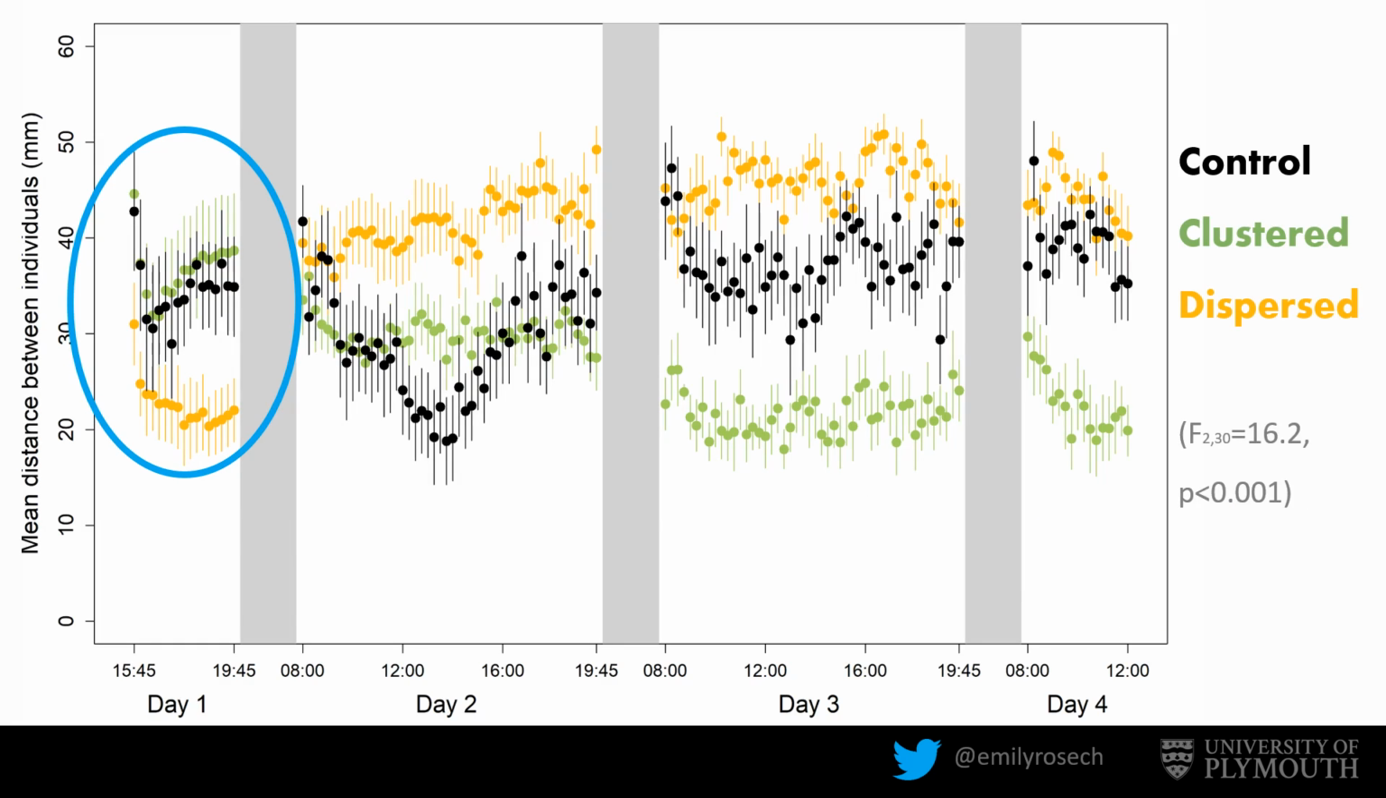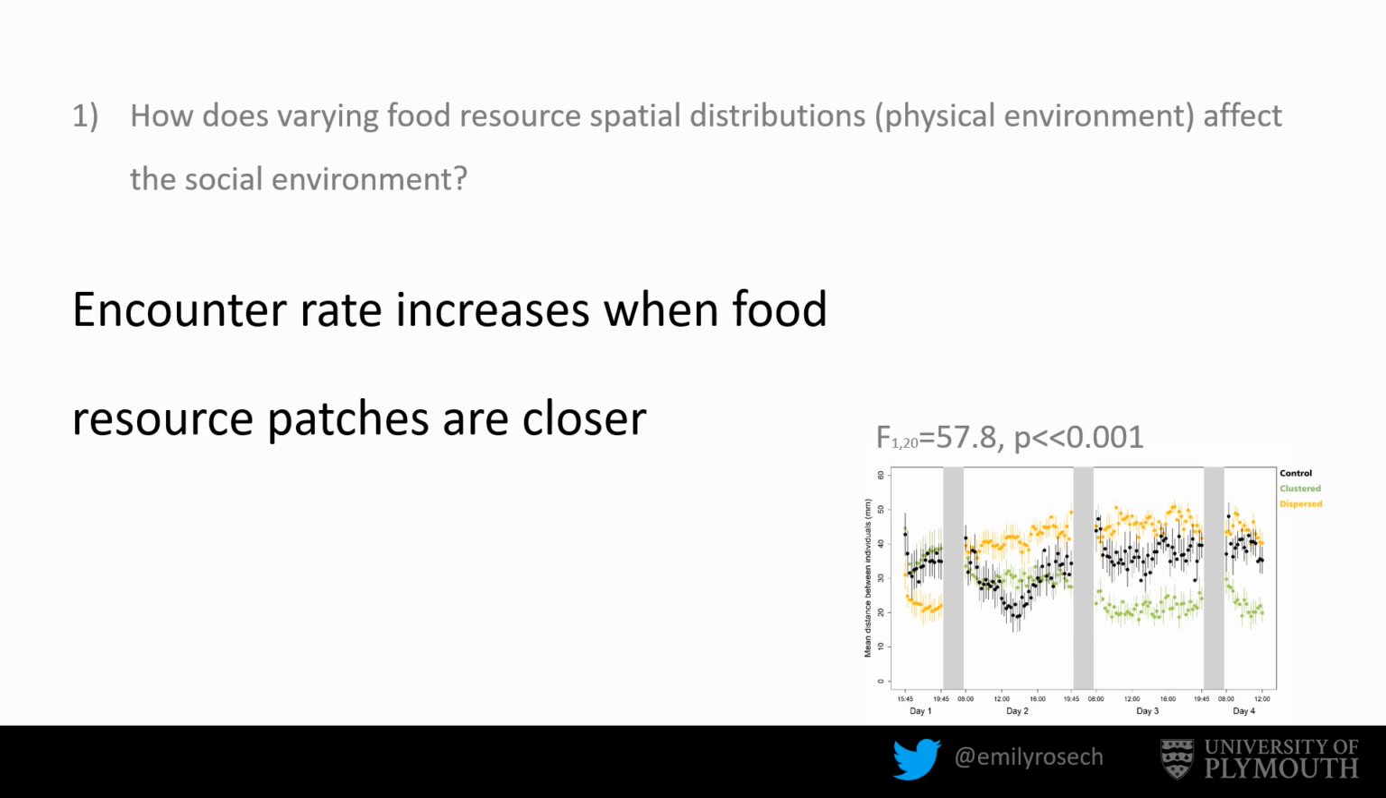Now, before I move on to what this means, it's worth highlighting this interesting behaviour taking place on the 1st day, where the opposite actually appears to be true, because I'm going to come back to that a little bit later. But we therefore now know that altering the distribution does, as expected, influence social environment. Encounter rate and the chance of individuals meeting rivals increases when resources are closer.